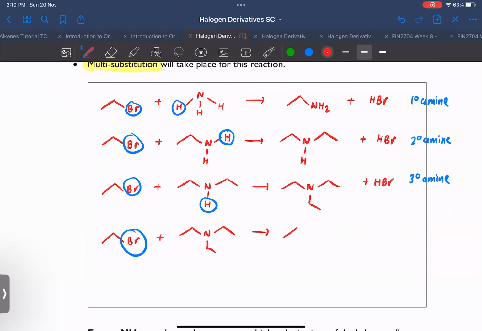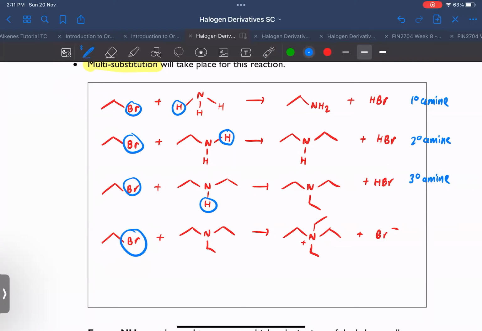And now, instead of having three wings, I just call these wings from now on, I'm going to add a fourth wing to it. And when that happens, nitrogen cannot hold four bonds, right? So nitrogen now will have a plus charge. And then the other product is not HBr because there's no more H, right? So it's just Br minus.